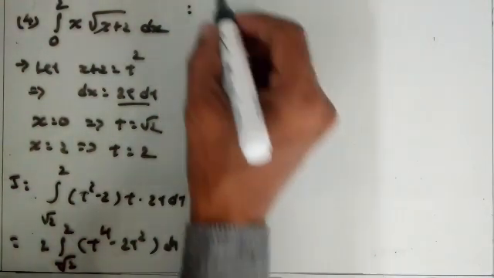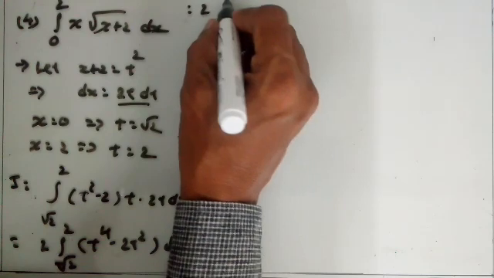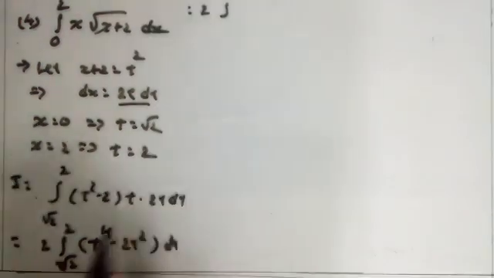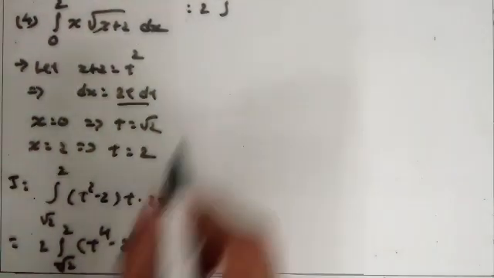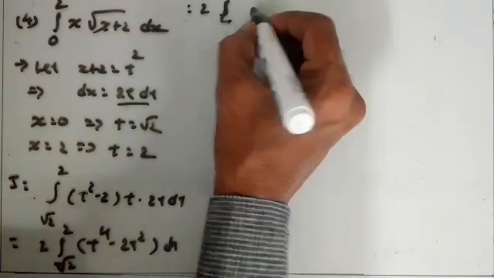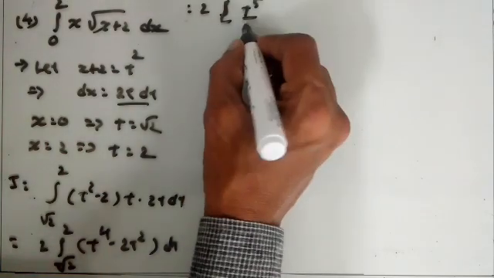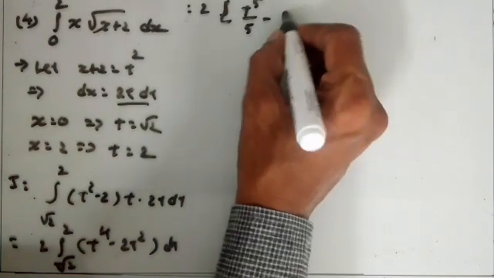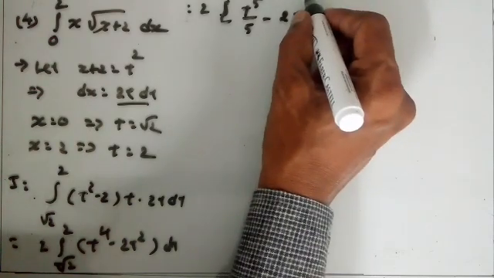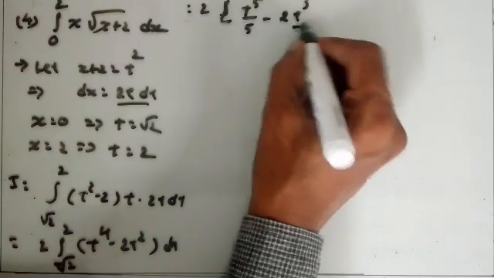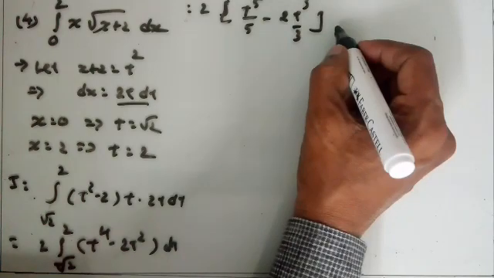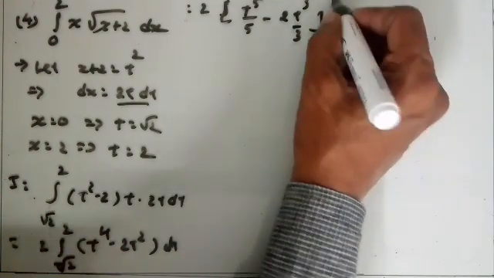So it is equal to 2 times the integration. Here the integration of t raised to 4 is t raised to 5 upon 5, minus 2 into the integration of t square, which is t raised to 3 upon 3, and the limit root 2 to 2.